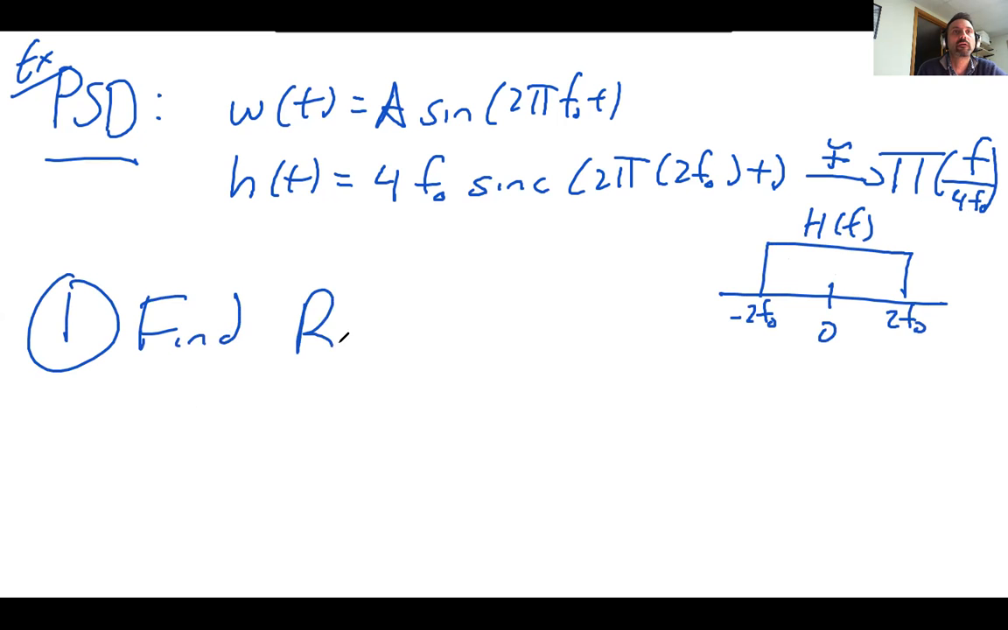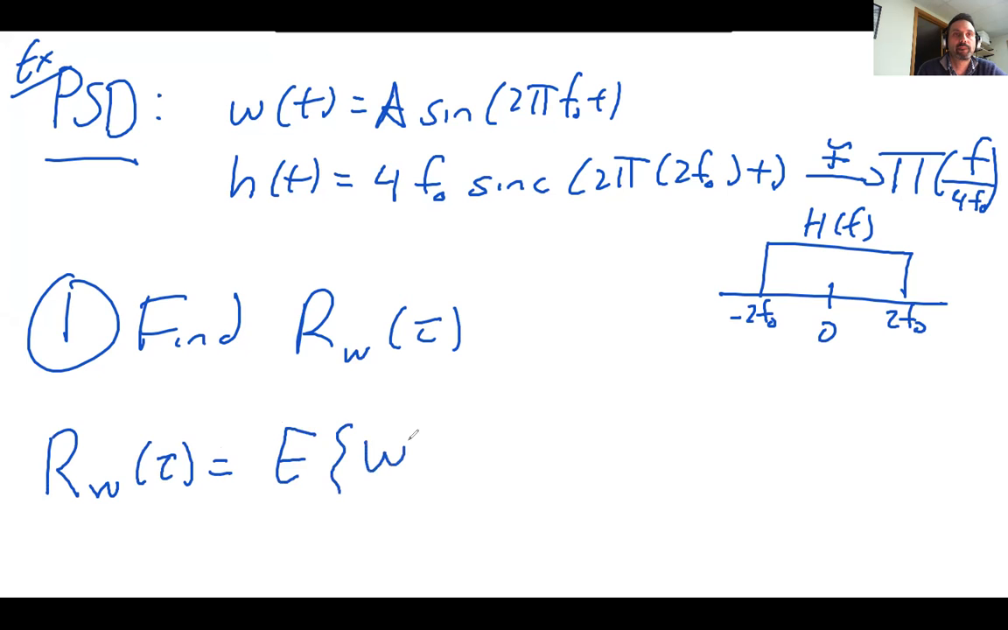So what I want to do first is find R_W(tau). So we use the definition. Okay, so far so good. We got that. Now here's the fun part. What I said about limits, I lied. We kind of need to still use them. We need to evaluate this, and it goes from minus infinity to infinity. Sine doesn't stop at a finite value. It just goes on forever and ever.